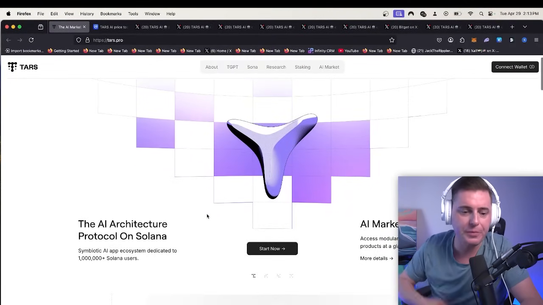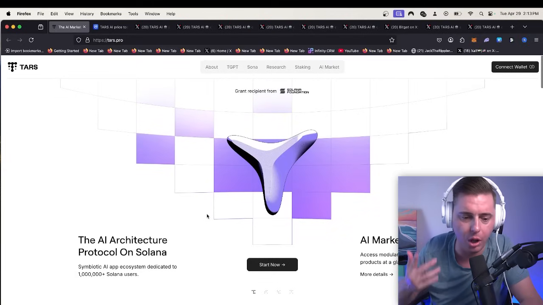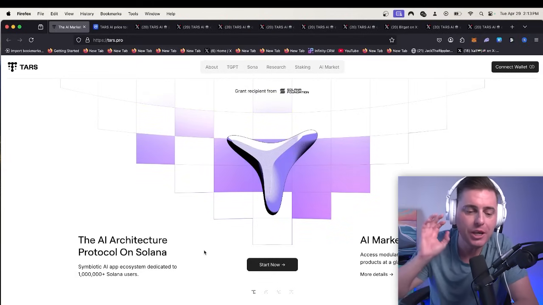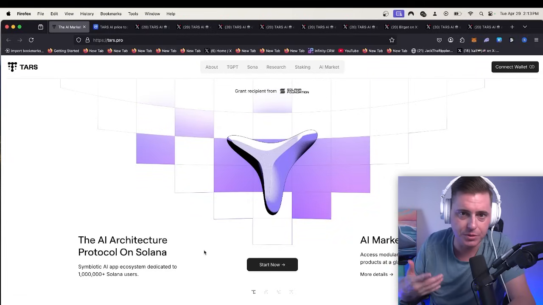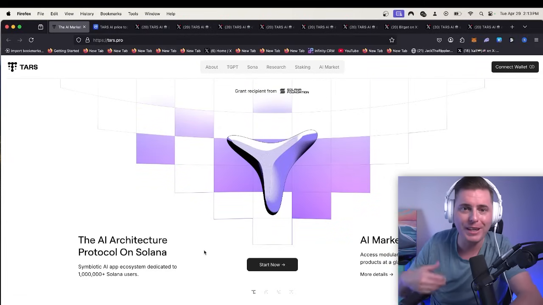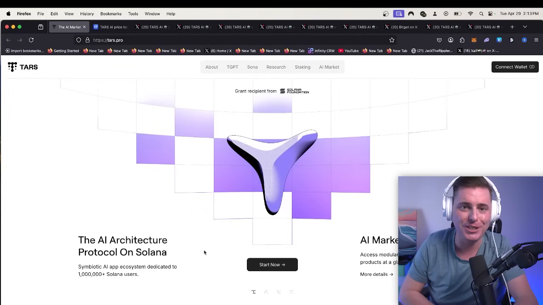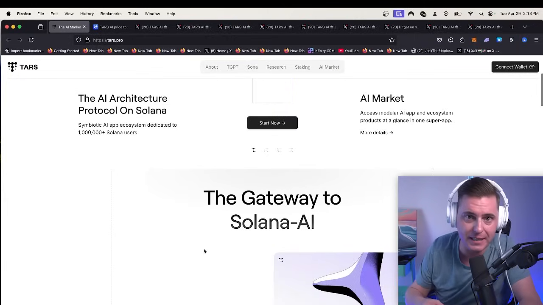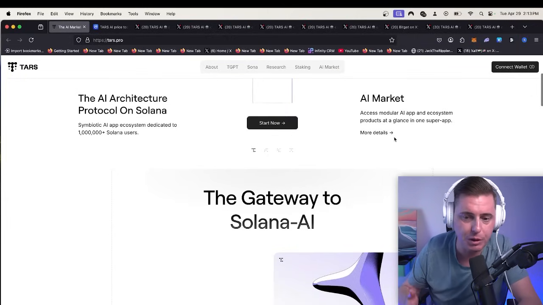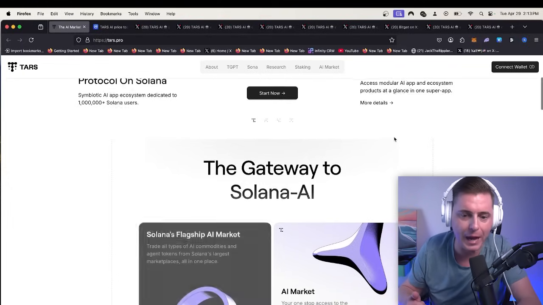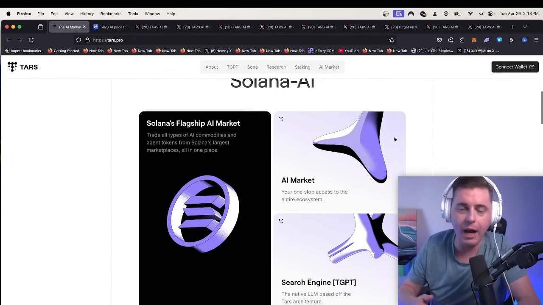All right, so here you go. The AI architecture protocol on Solana. The reason this is so unique, and I think this is a great project, is Solana has one of the biggest ecosystems right now. Over a million Solana users currently operate every single day on the Solana ecosystem, and that is a lot of people that are interested in investing in Solana's future. You also have an AI market, access modular AI app and ecosystem products at a glance with one super app. The gateway to Solana AI.